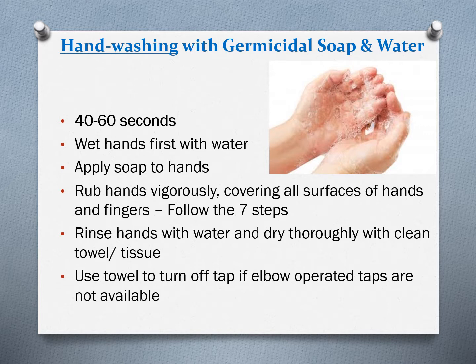Wet the hands with water first. Next, dispense adequate soap and rub the hands vigorously, covering all surfaces of hands and fingers, following the 7 steps of hand hygiene. Rinse the hands with water and dry them thoroughly with a clean towel or tissue. You may use the towel or tissue to turn off the tap if elbow-operated taps are not available. Thus, avoid touching the tap. This is another way to prevent contamination of hands after hand washing.